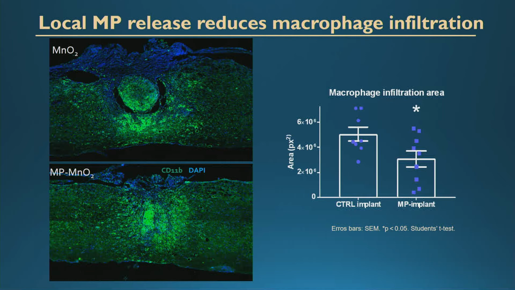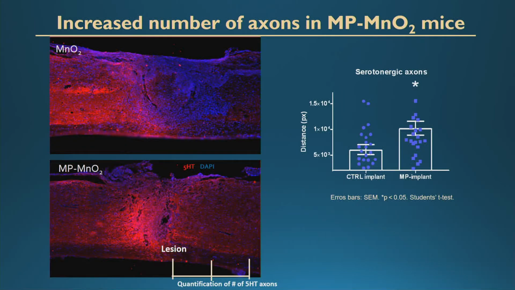So again, when the drug is locally being released from the scaffold, it's very active and it's doing its intended benefits. We are now also interested in looking at the number of axons around and caudally to the lesion. So we stained for 5-HT, you can see in red, to see serotonergic axons. And we were focusing on how many axons we can see in here in this area.